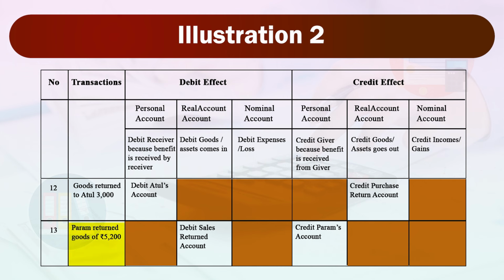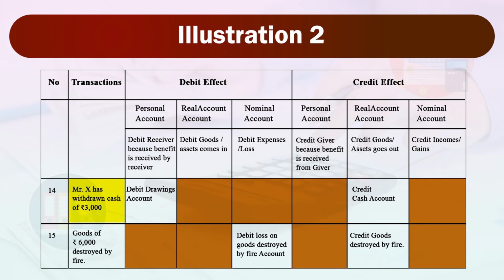Next is Param returned goods of rupees 5,200. Here Param, who is our debtor, is returning goods to us. So, goods comes in the business, so we will debit the sales return account, and Param is the giver, so we will credit Param's account. Next is Mr. X has withdrawn cash of rupees 3,000. Here the owner is receiving benefit from the business, so owner's account, drawings account is debited and cash goes out of the business, so cash account is credited.